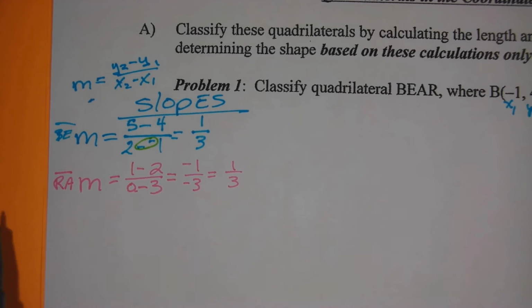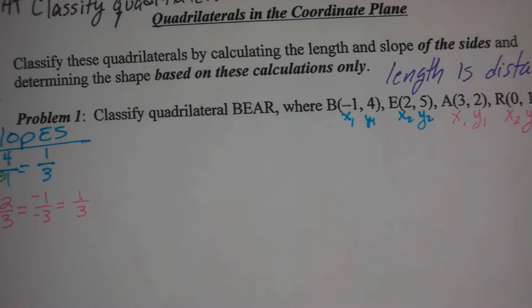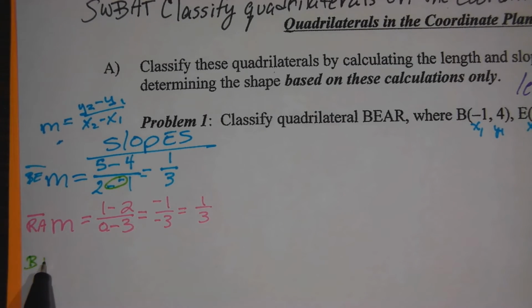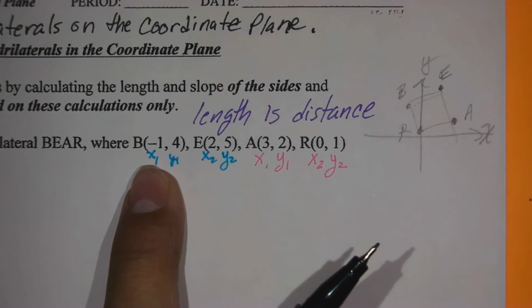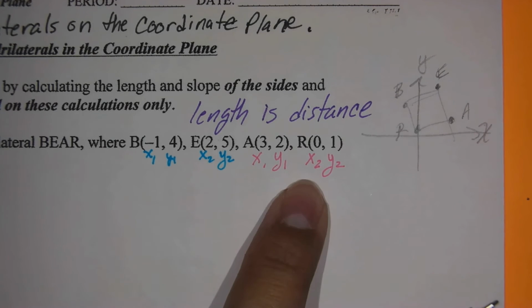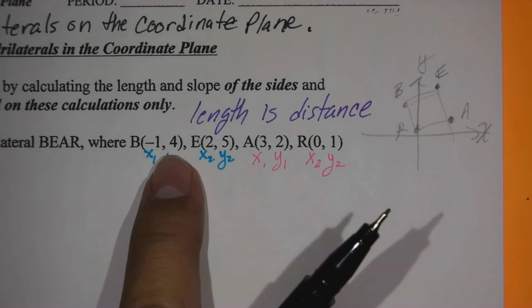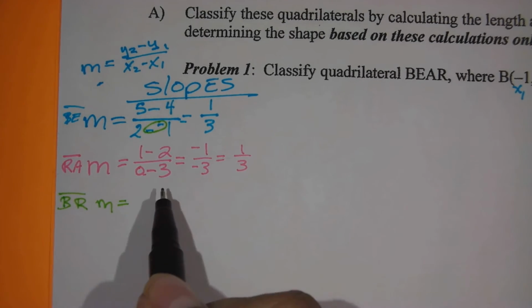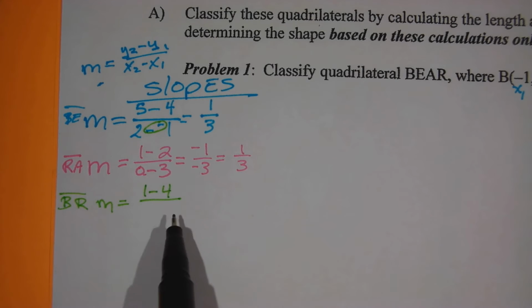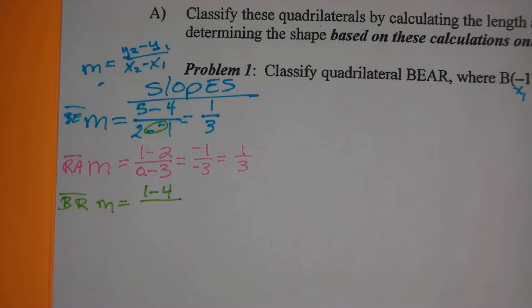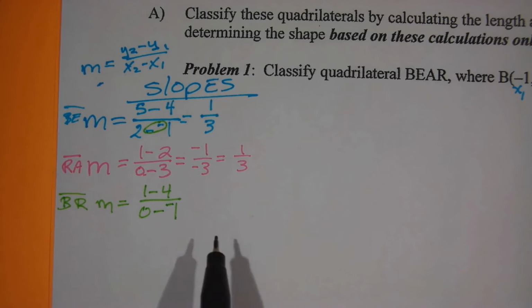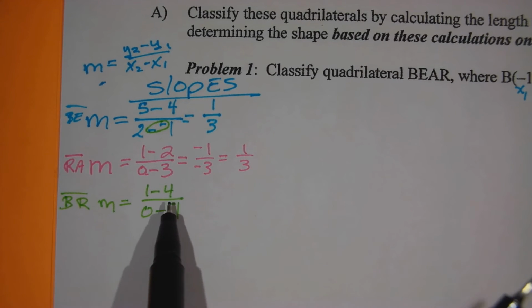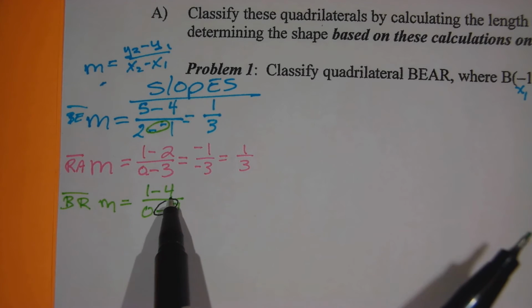So the next part we're going to do is BR. So BR is our next slope. And once again, B and R are already labeled. Look, it works out. So y2 is 1 minus 4, so 1 minus 4 over x2 and x1 is 0 and negative 1. 0 minus negative 1. Oh, looky, looky right there. Once again, the two negatives come about. Those two negatives right there.